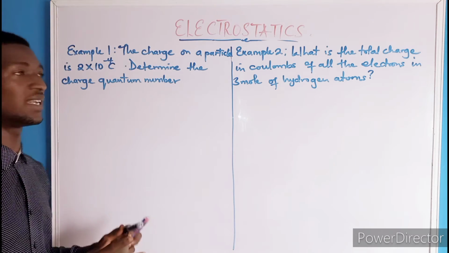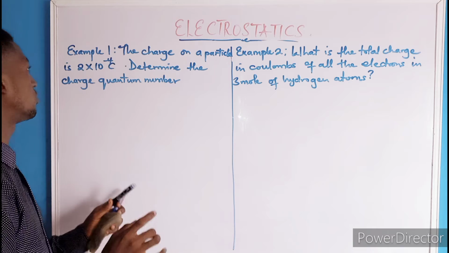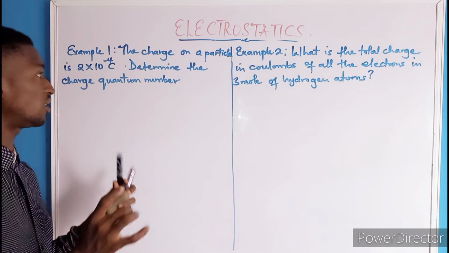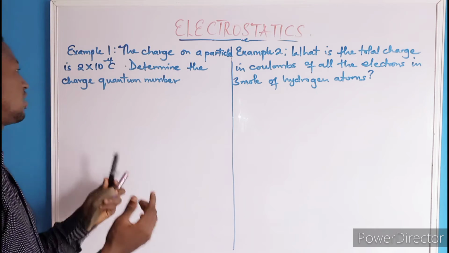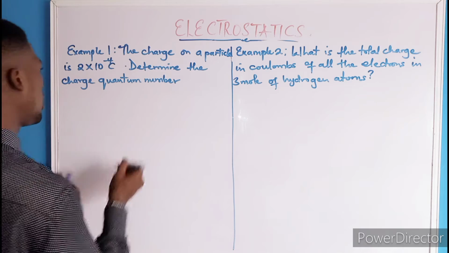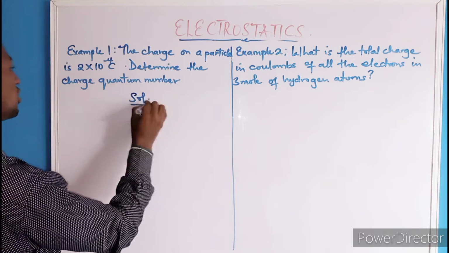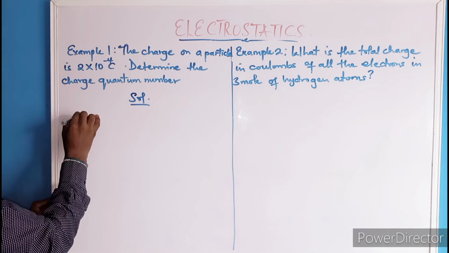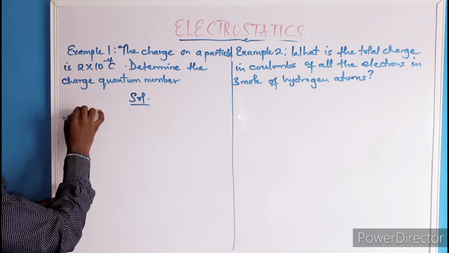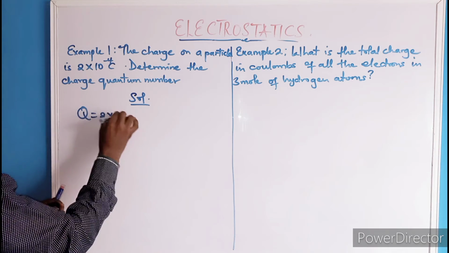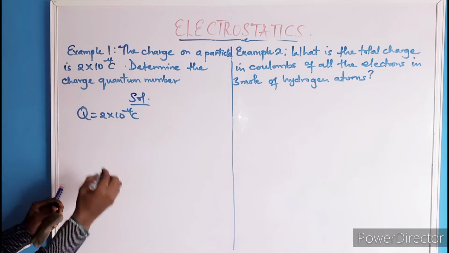The first one is that the charge on a particle is 2 times 10 raised to the power minus 4 coulomb. Determine the charge quantum number. Here we are asked to determine the charge quantum number, but initially we've been given the charge on the particle to be 2 times 10 raised to the power minus 4 coulomb. Please do not forget this.